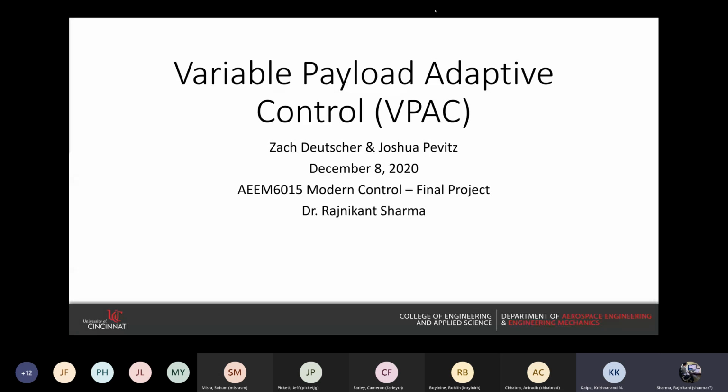Yep. Alrighty, so I'm Zach Deutscher, and Josh Pevitz and I, we worked on a UAV variable payload adaptive control system. Next slide.